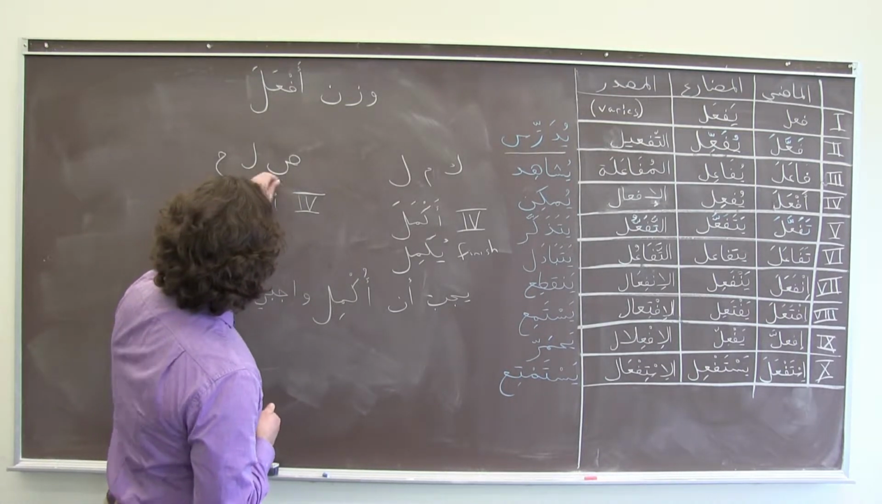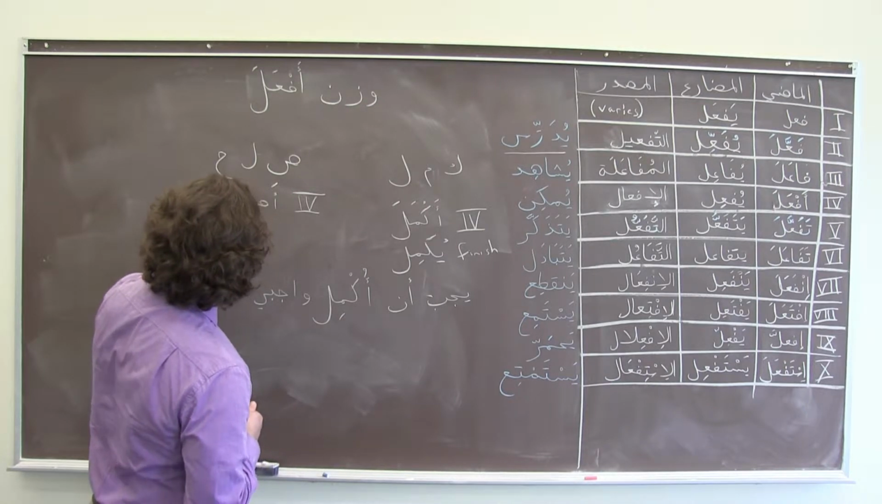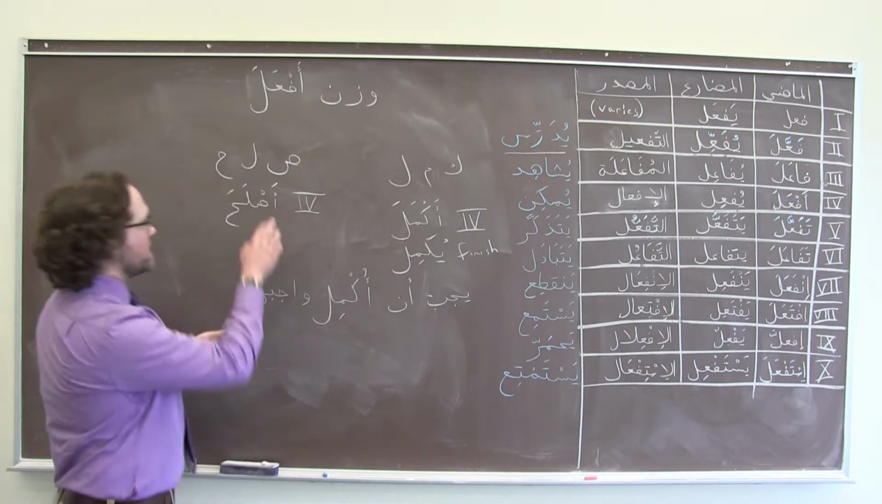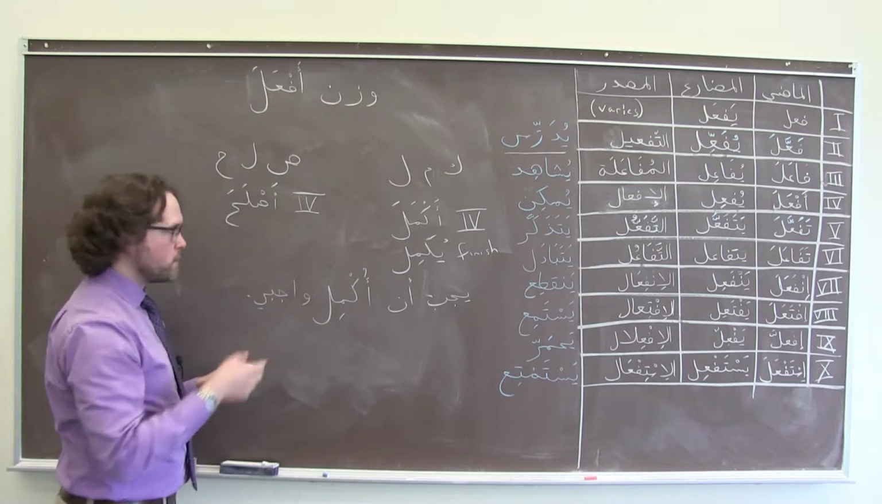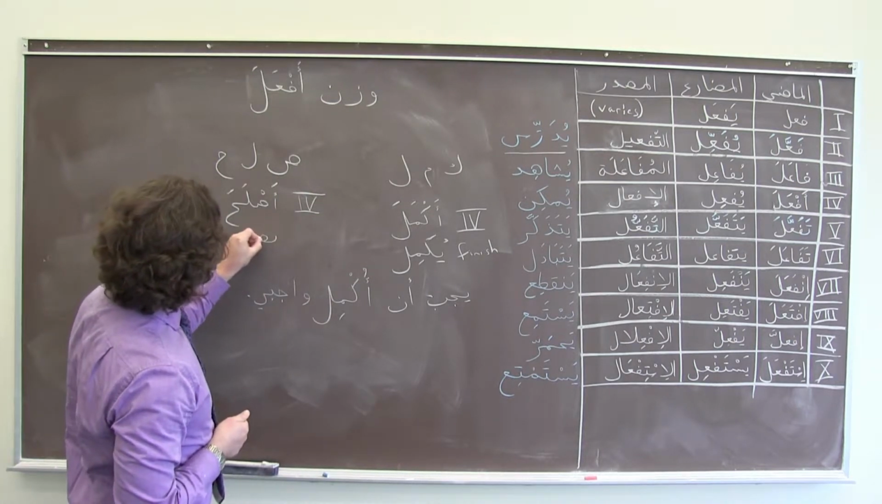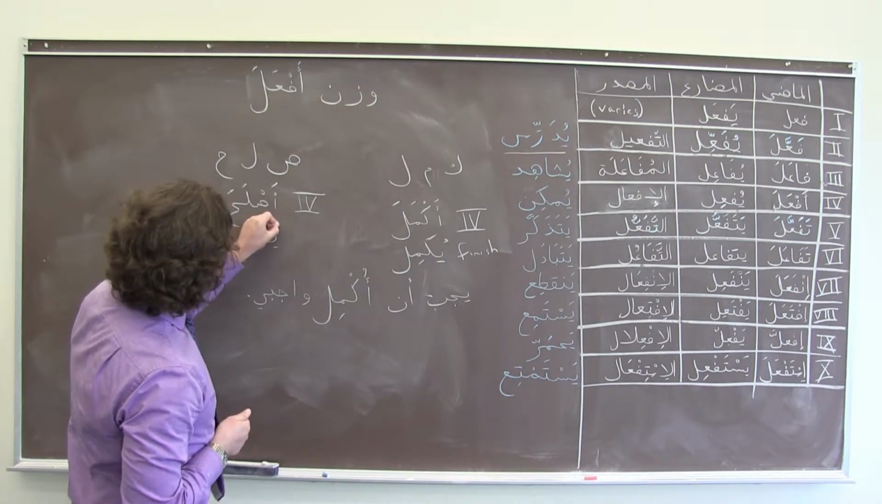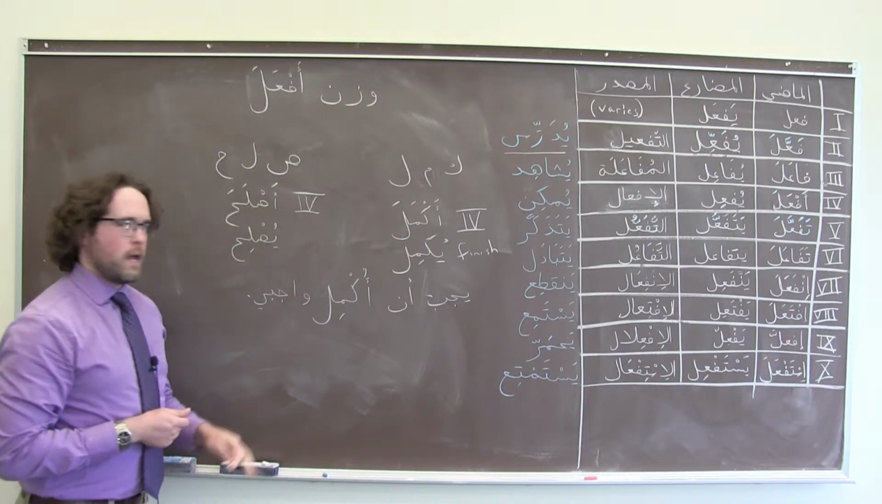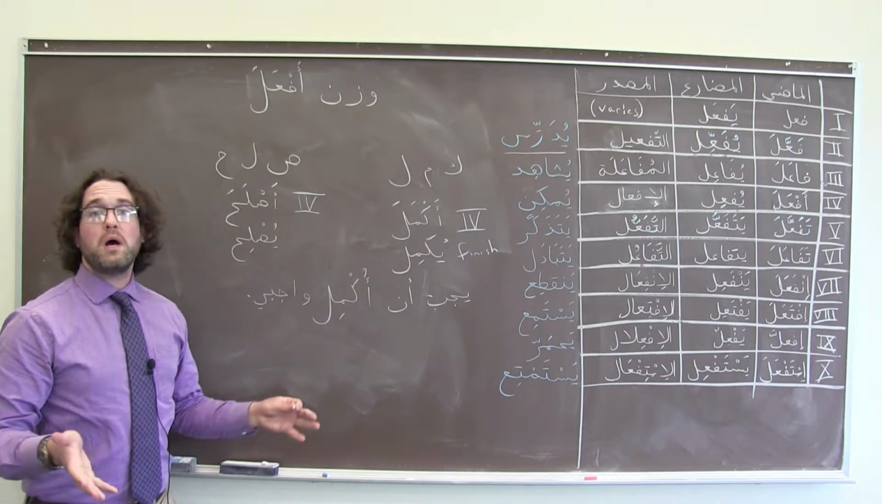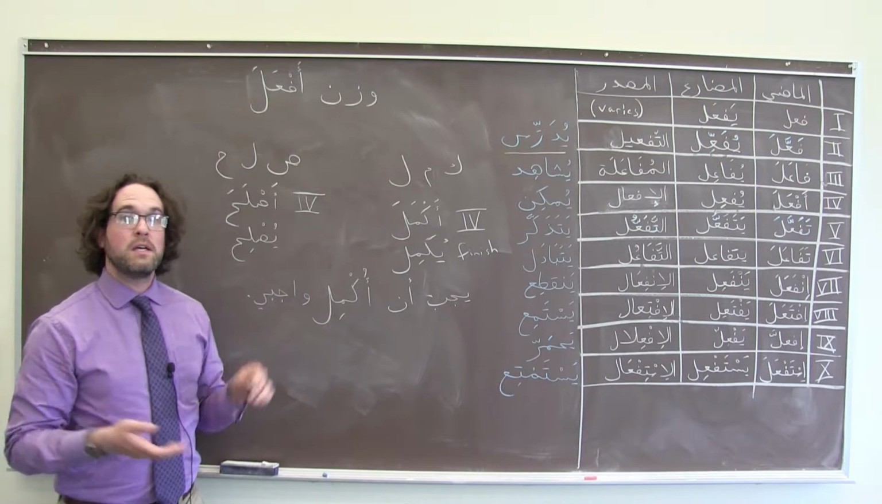In the past tense, aslaha, following that same exact vowel pattern. Present tense, yuslih. All of these verbs are conjugated for huwa because that's just convention in Arabic.